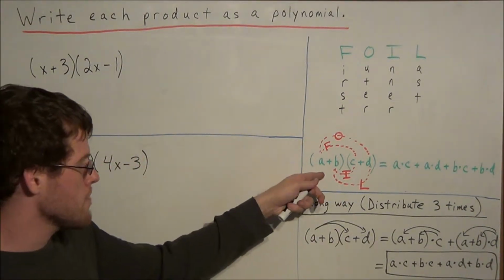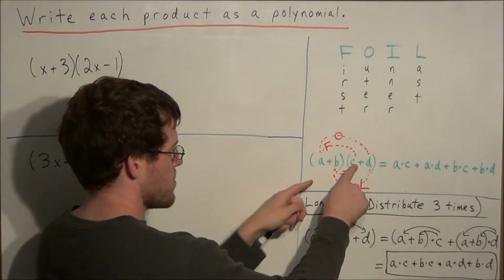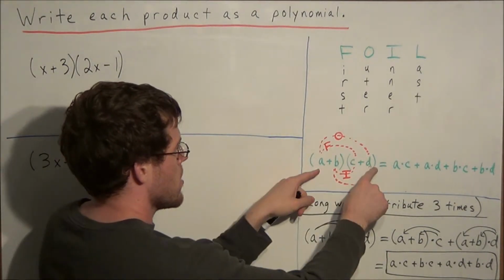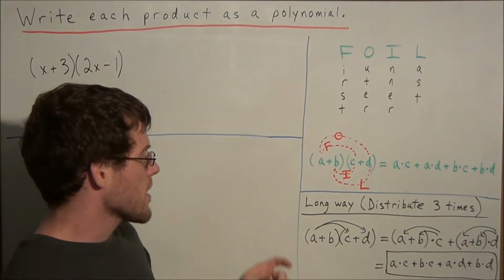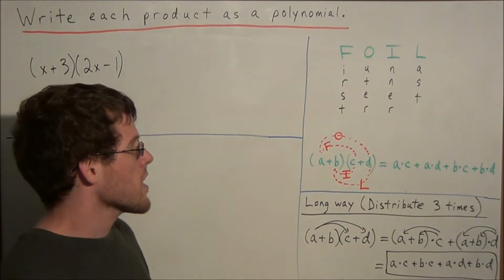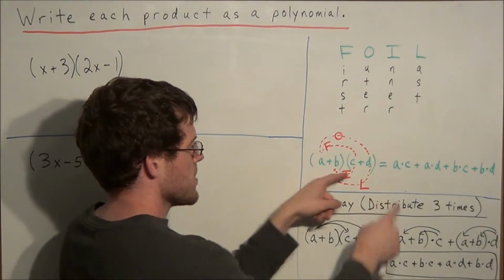So for instance, if we have a plus b times c plus d, we multiply the first two terms, which would be a times c, and then we add the product of the outer terms, a times d. Now we add the product of the inner terms, b times c, and finally we add the product of the last two terms, b times d.